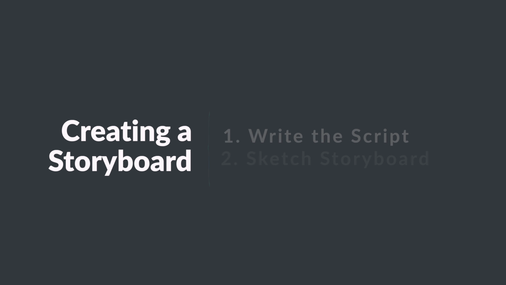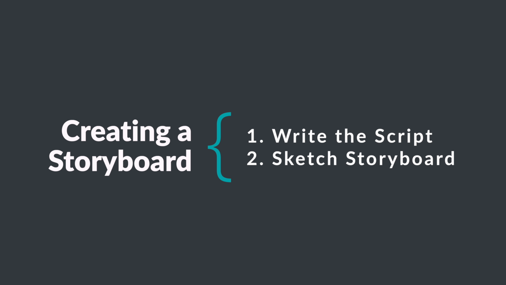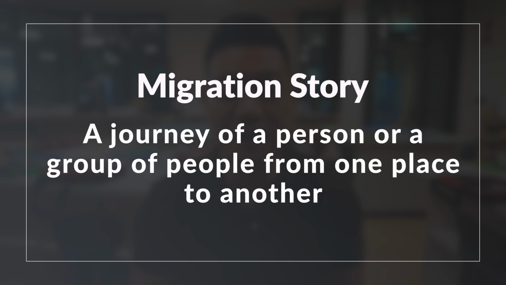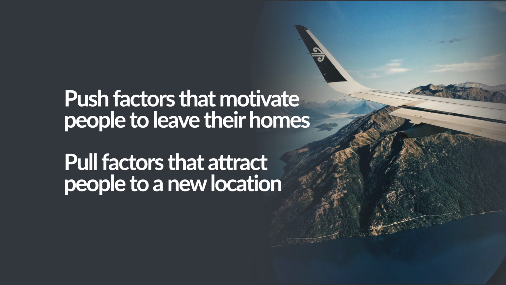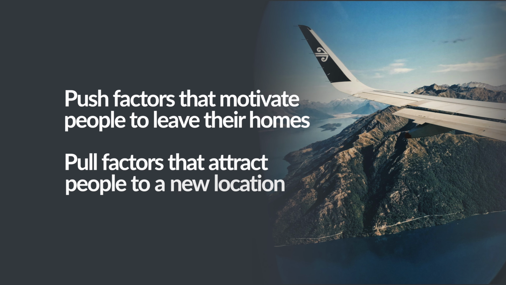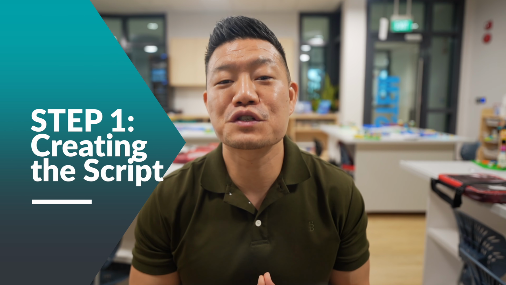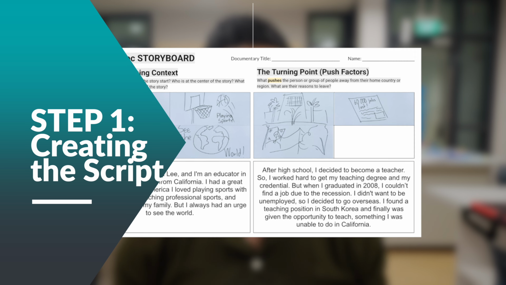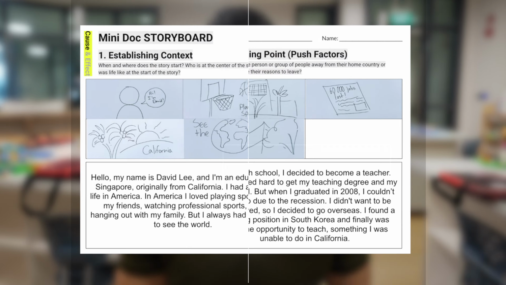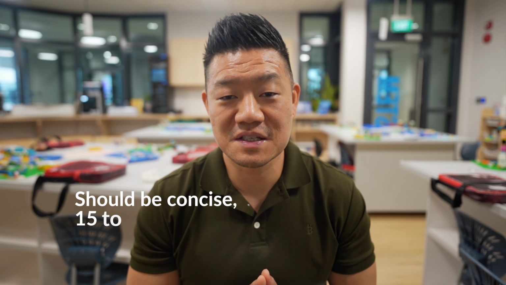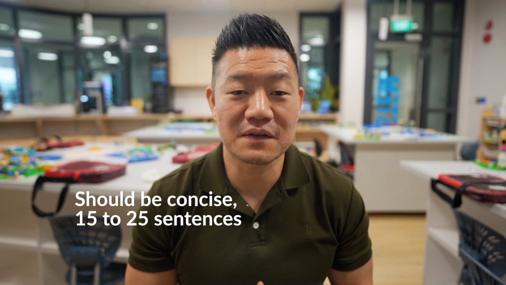Now let's walk through the process of creating a storyboard using my own migration story as an example. A migration story describes a journey of a person or a group of people from one place to another, focusing on the push factors that motivate people to leave their homes and the pull factors that attract them to new locations. The first step involves having a script for each phase of the story, the things that will be described in the video. Remember, your mini-doc script should be concise, ideally 15 to 25 sentences.